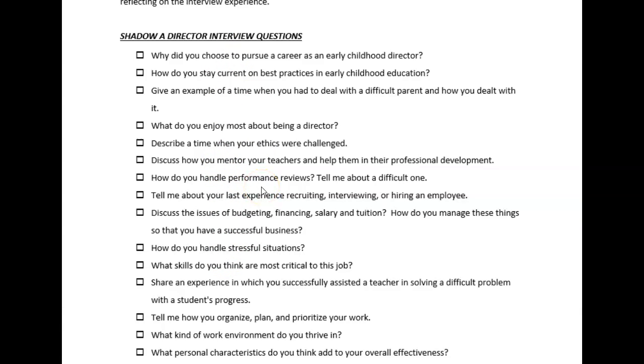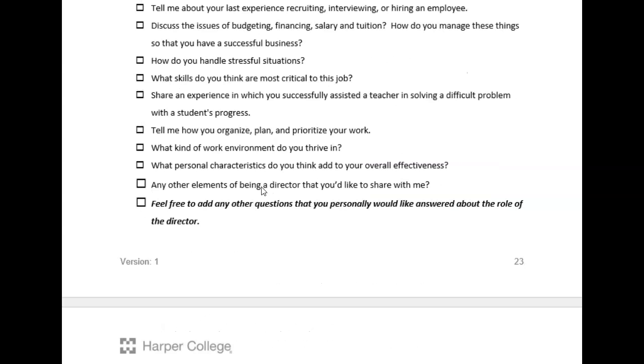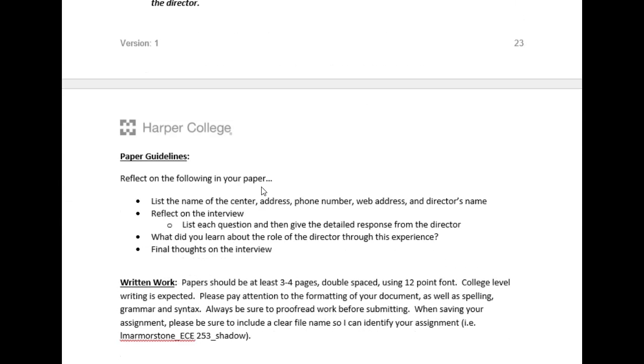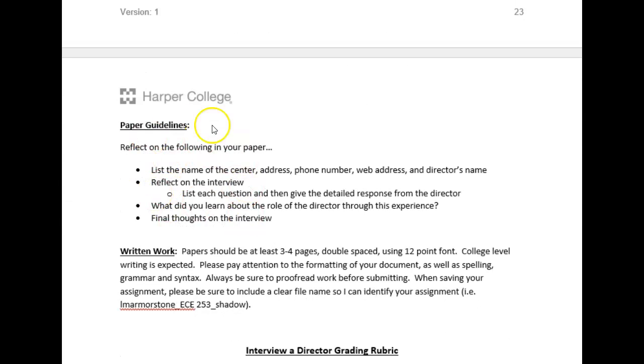But make sure that you at least ask these questions that I've included in the criteria here as well. Once you're finished with that interview, when you go up to draft your paper, these are the paper guidelines right here. What you're going to do is you're going to list the name of the center, address, phone number, web address, and the director's name. Then you're going to actually go through each of those bulleted questions that you needed to ask, and you're going to list the question, and then you're going to give the detailed response from the director. So that'll be really easy. You just include exactly what you asked and exactly what they responded with.